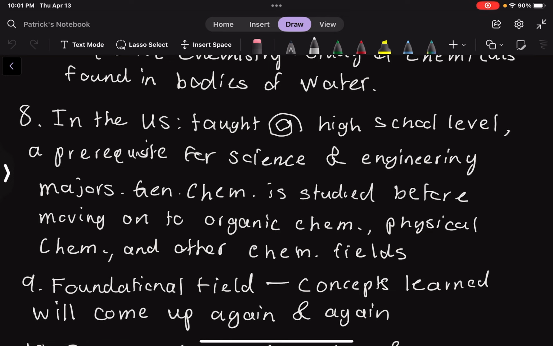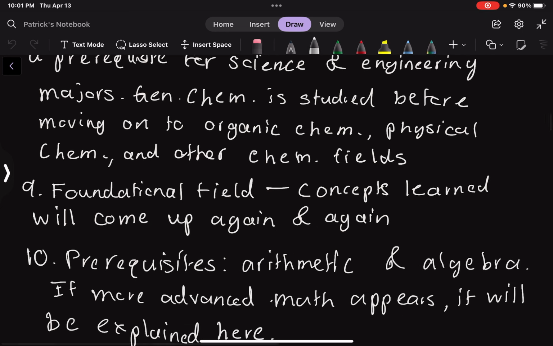Here in the United States, chemistry is usually encountered first at a high school level, and at a college level, it is a prerequisite for science and engineering majors of all kinds. General chemistry, which is the topic of this series, is usually studied before a student moves on to organic chemistry, physical chemistry, and other chemistry fields. Because of this, general chemistry can be seen as a foundational field, which means that the concepts a person learned during general chemistry will come up again and again. So it is essential that a person has mastery of these concepts before moving on in order to avoid future confusion.